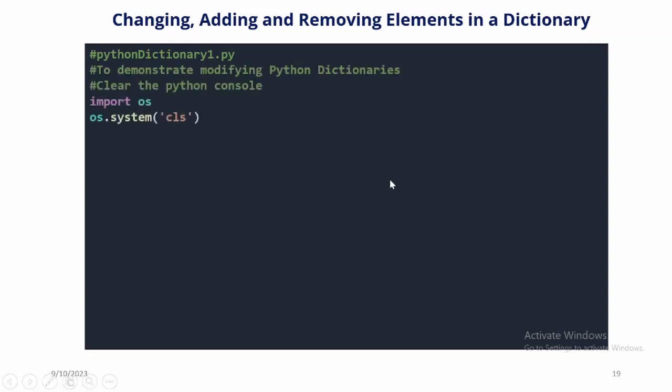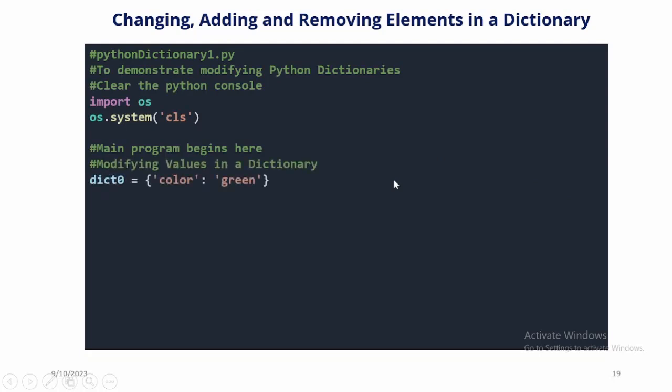Now let's look at adding and removing elements in a dictionary in more detail. We'll call this Python dictionary 1.py. So we'll go back to our old dict0, color green. Print it to get color green.